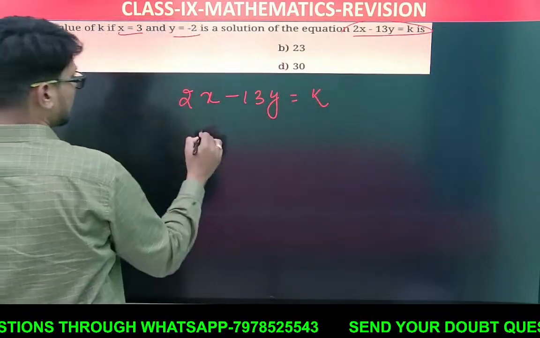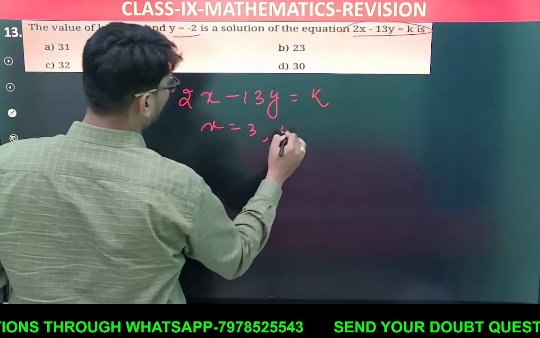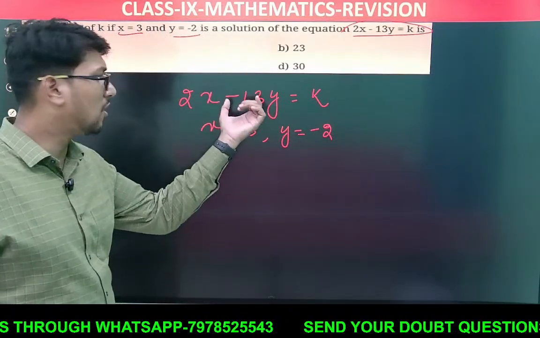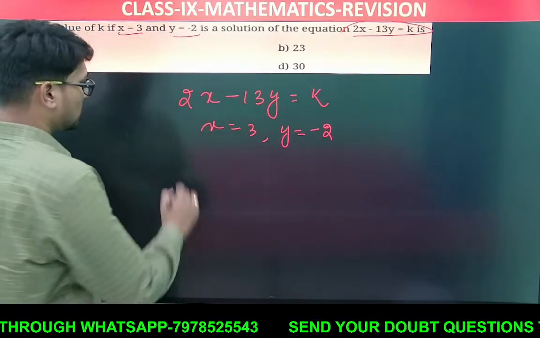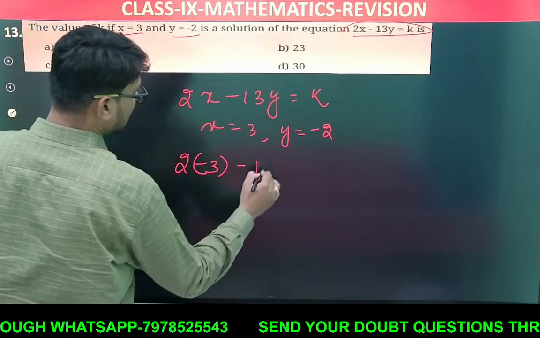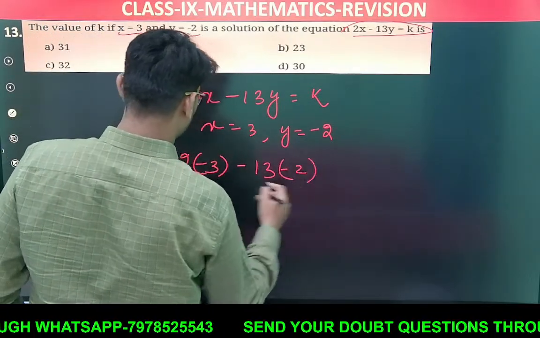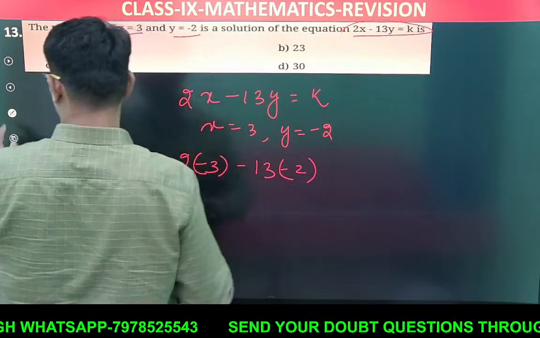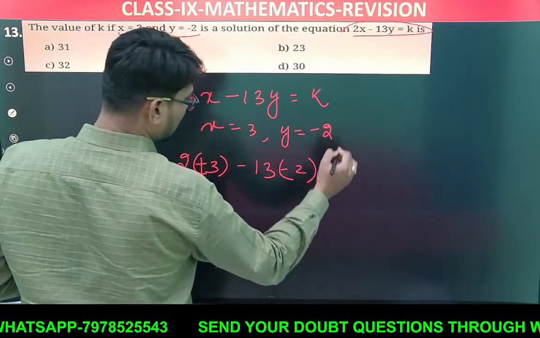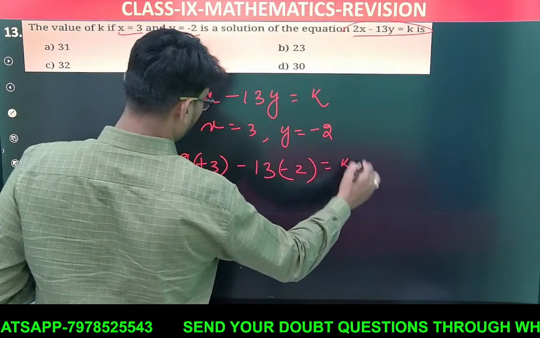So here x is 3, y is minus 2. It means this is the solution of this equation, so it will definitely satisfy. So 2 into 3 minus 13 into minus 2, that is 2 into 3 plus 26, equals k, the value of k.